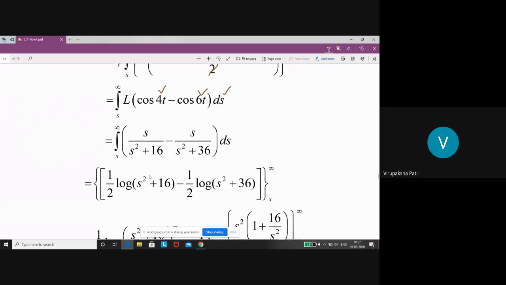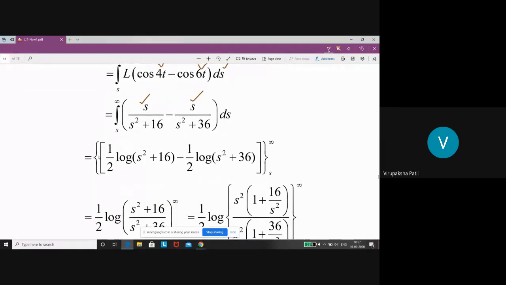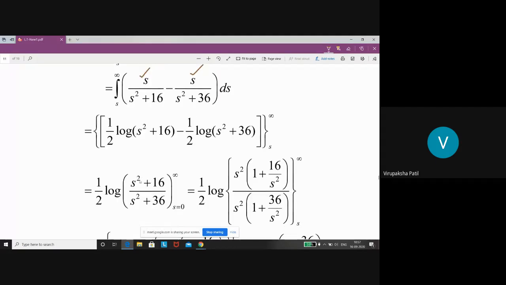So directly what you can write for this integration, for this quantity, you can write the integration of s divided by s square plus 16 is 1 by 2 times log of (s square plus 16) minus, for this, 1 by 2 times log of (s square plus 36), from s to infinity. Now again 1 by 2 is constant, you take that outside. Then it becomes log (s square plus 16) minus log (s square plus 36). So using the properties, I have written it directly.